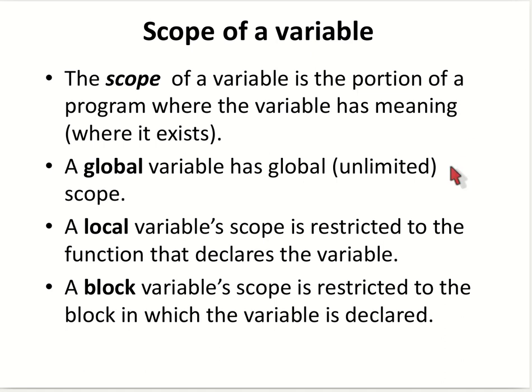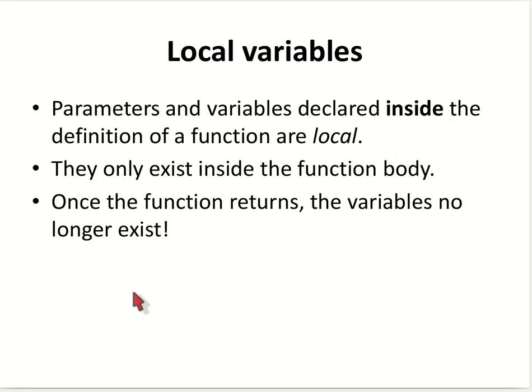First one is the global scope. Second one, the local scope. Third one, the block scope. Okay. So let's see the first one, the local variables.